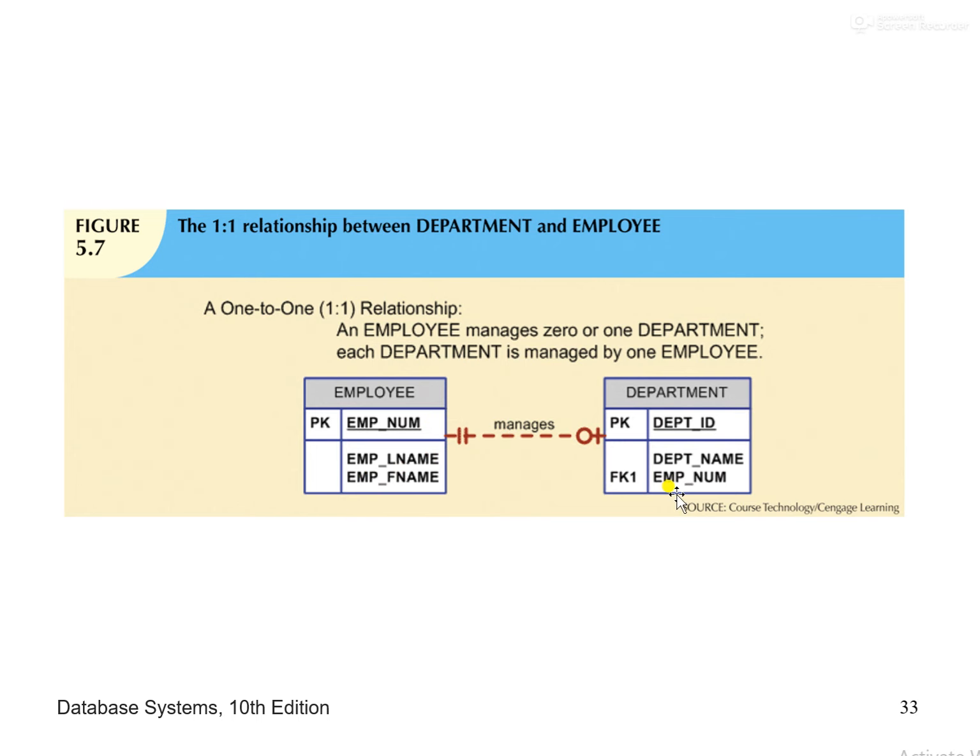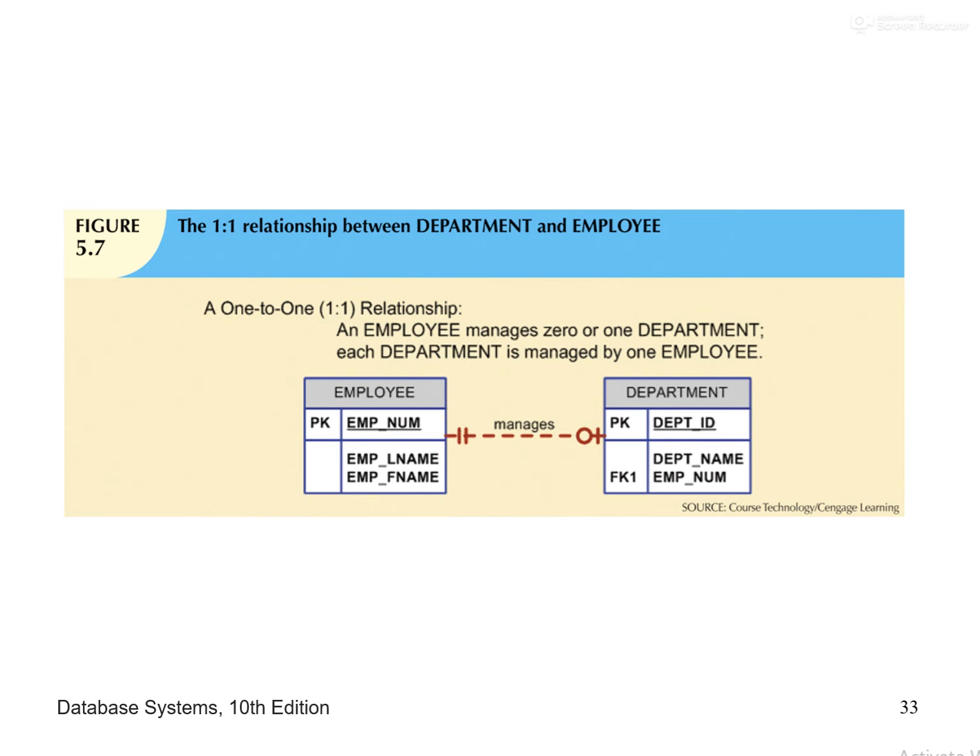It is possible there is a new department and it does not have any employee right now. But whenever there is an employee, it is mandatory to department. So one side is optional and one side is mandatory.